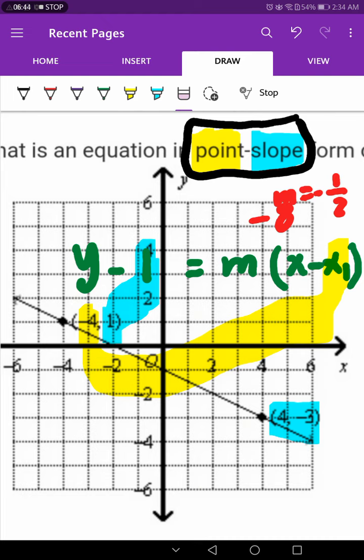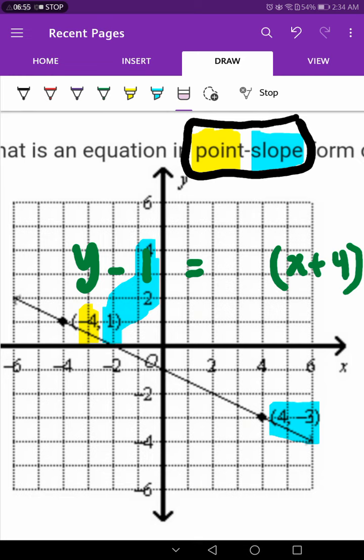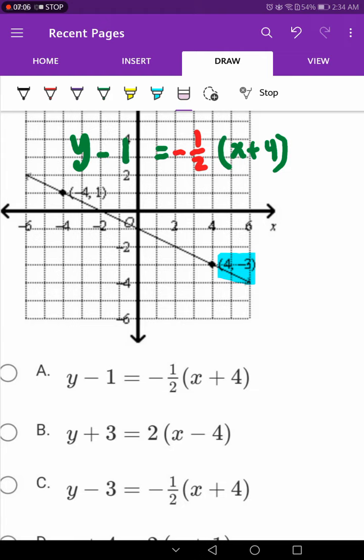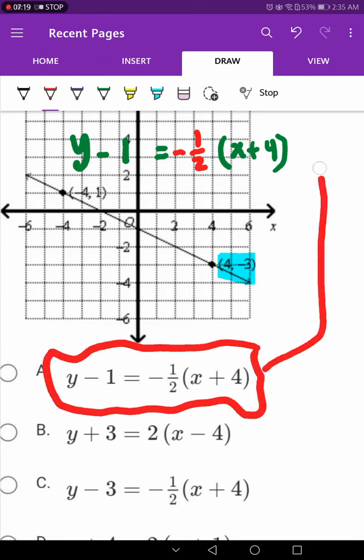Which is negative 4, so it will be plus 4. And the slope, you know it. It is negative 1 over 2. If you check here the equations, you note that the answer is A. You get the answer. This is matching with this. It is the same. Okay?